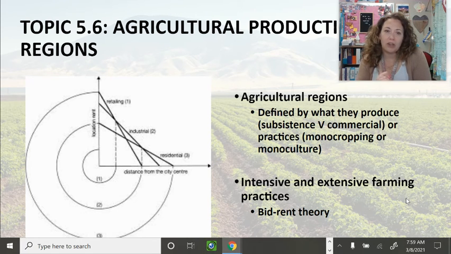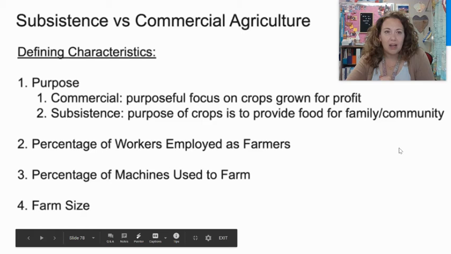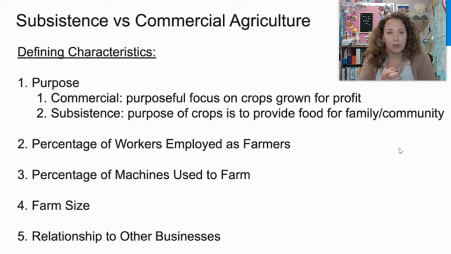A huge takeaway you guys need to know from this is the bid rent theory. That's this diagram right here. I'll talk about that more in a minute. Okay, subsistence versus commercial agriculture. Guys, in commercial agriculture, crops are purposefully grown for profit. Usually it's monocropping. That's one of your vocab words. So I might specialize in growing soybeans, and that's all I grow. Subsistence farmers are ones that are going to grow on a much smaller level, and they might be growing crops just to provide food for their immediate family or their close community.